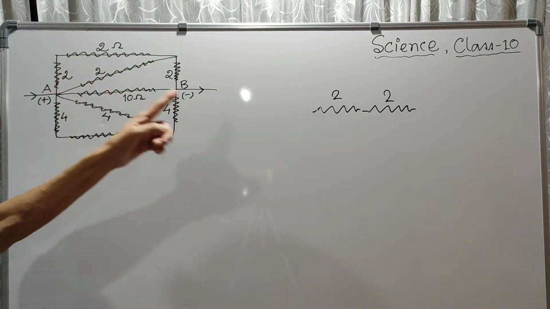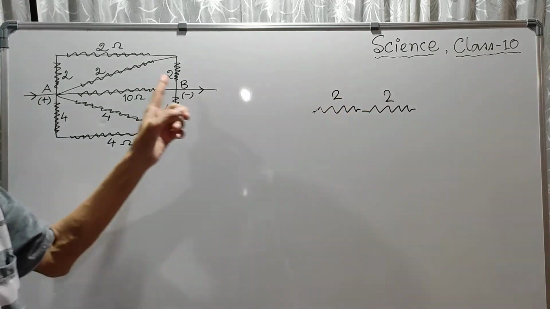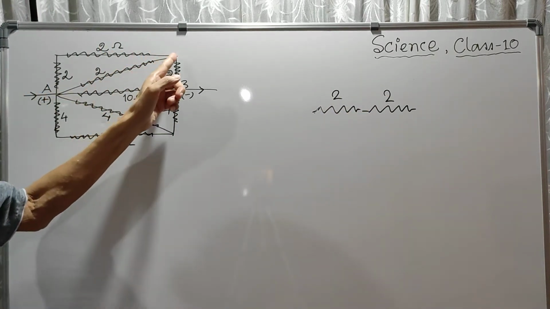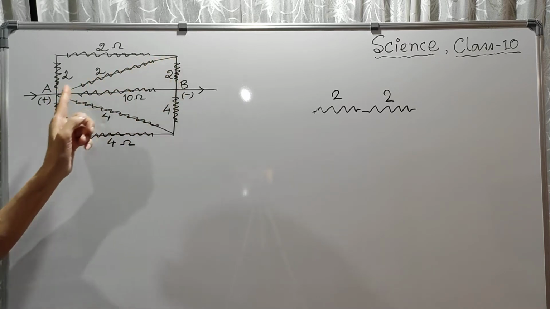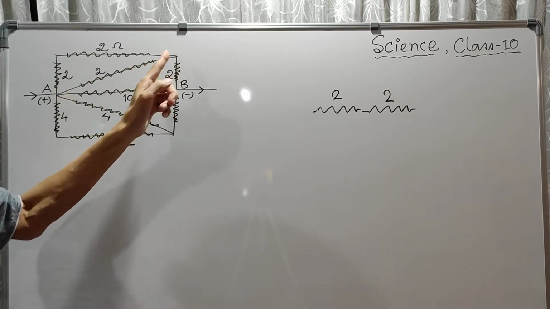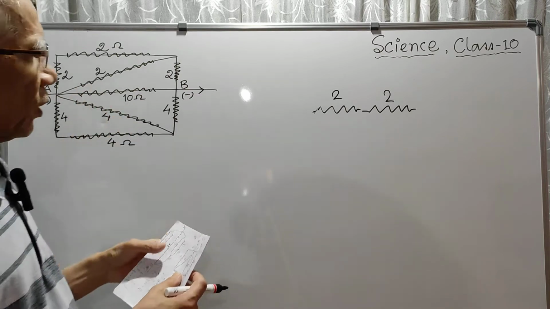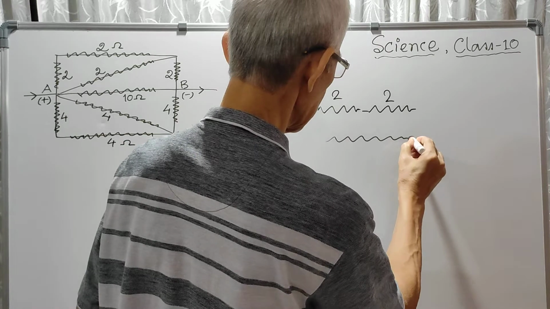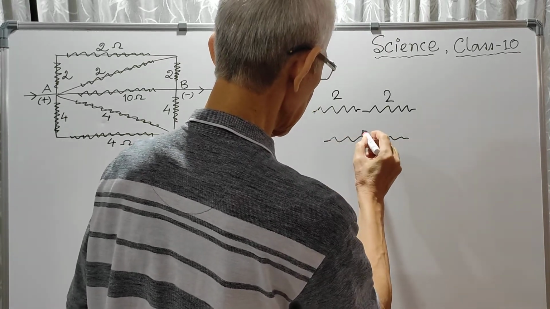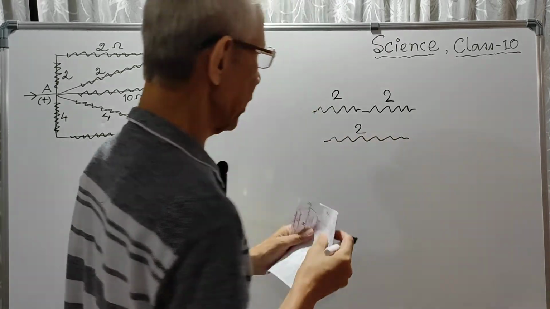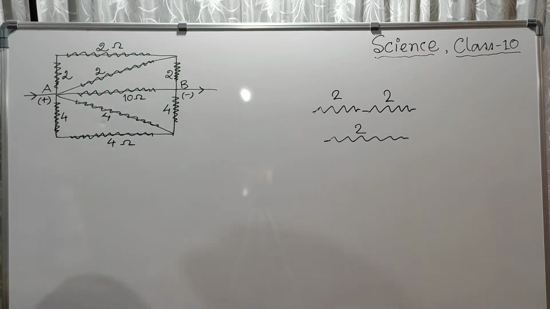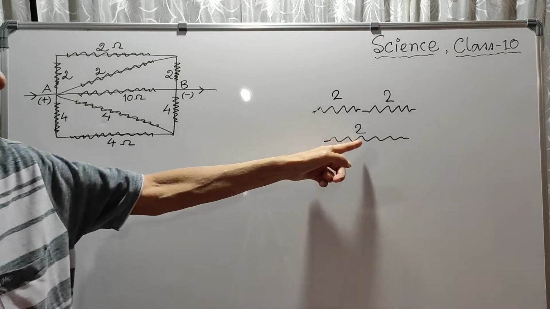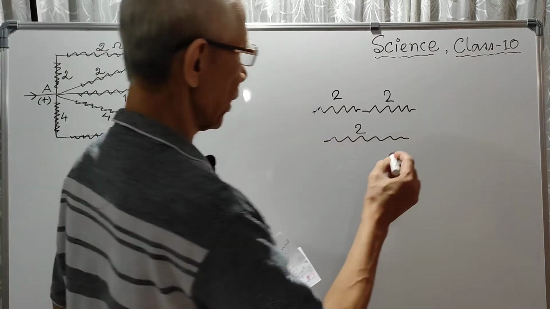Now this 2 and 2, 2 plus 2, 4. This 4 and this 2, they are connected in parallel because their endpoints, their terminals are same. This is A is the terminal and here this is the terminal, right? So this 2 ohm resistance is connected in parallel to this 2 plus 2, 4, right? So this 2 series and with them these 2 parallel, okay?